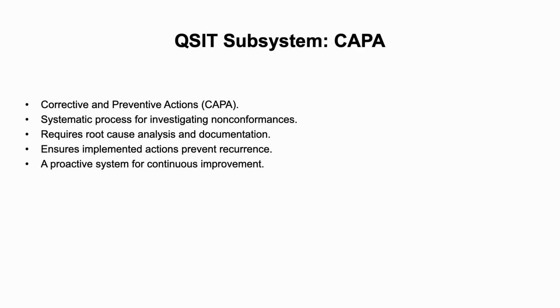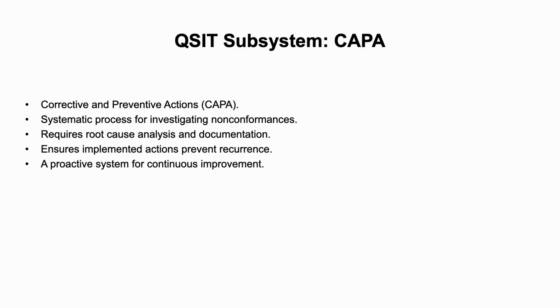The corrective and preventive actions, CAPA, subsystem is a critical component of QSIT and a key indicator of a company's maturity. A CAPA system is a systematic process for investigating and resolving issues and preventing their recurrence. When an investigator inspects this subsystem, they're looking for objective evidence that a company is not just putting out fires, but is systematically addressing the root causes of problems. This means a thorough root cause analysis must be performed, and the investigation must be documented to show a clear link between the problem, its root cause, and the implemented solution.